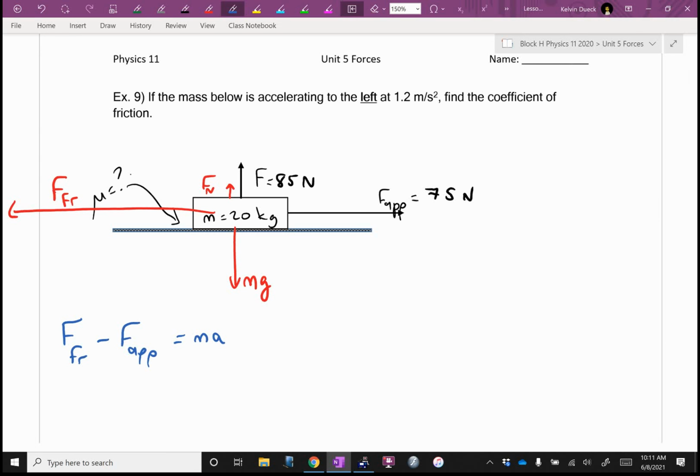By the way, if you take Physics 12, you won't learn anything beyond winner minus loser equals MA. We'll just do more and more complicated situations, but I've taught you most of the forces stuff from Physics 12 as well.